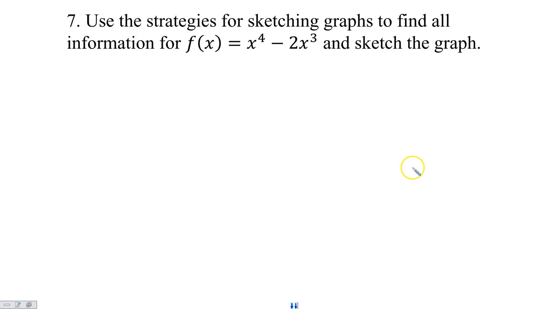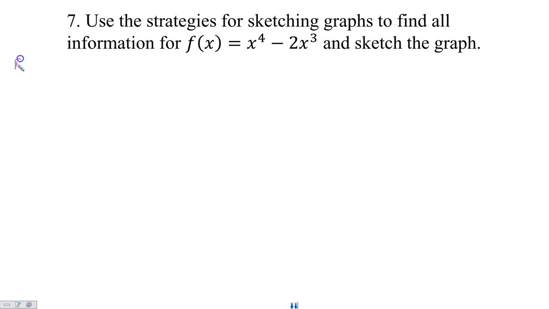We will begin with problem number 7. Doing the same thing we did with problem number 5 and 6, we are going to use the first derivative to find our critical values and determine if we have relative maxes, relative mins, and intervals of increasing and decreasing. And then we're going to use our second derivative to talk about concavity and possible inflection points, and then put all this together to sketch the graph.